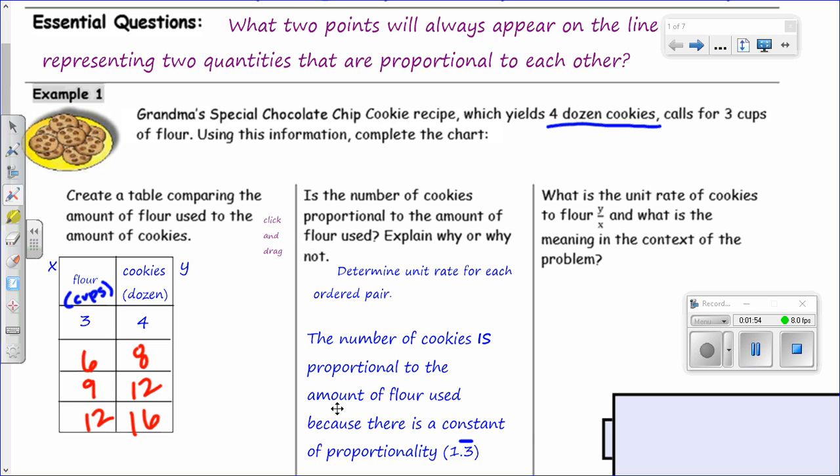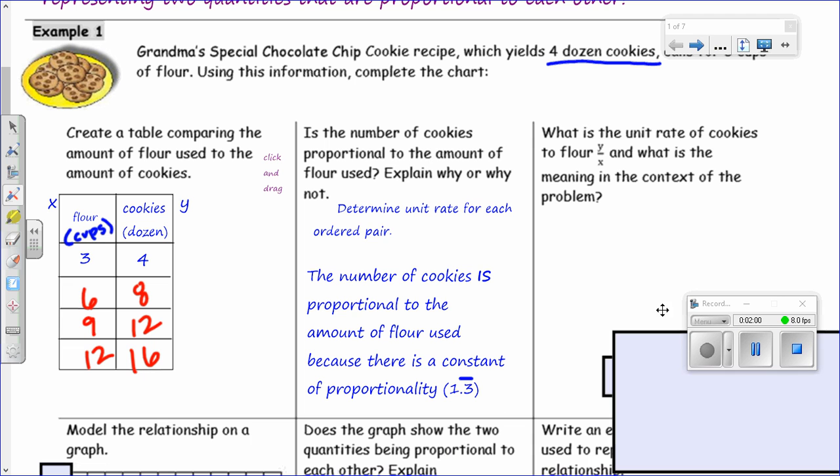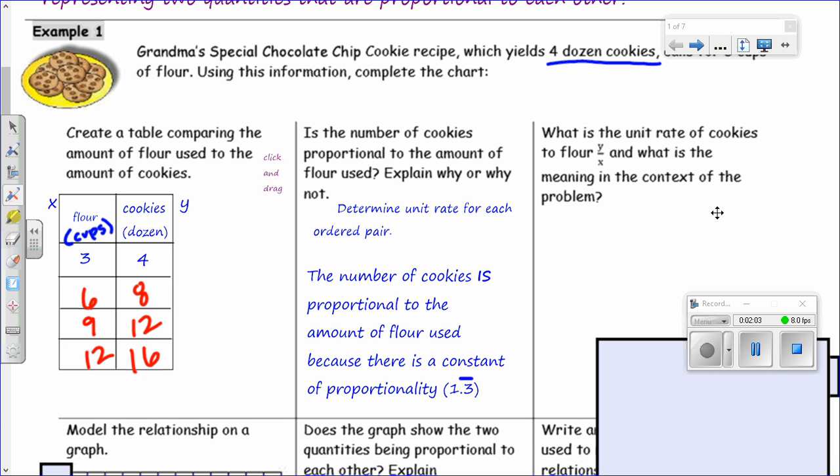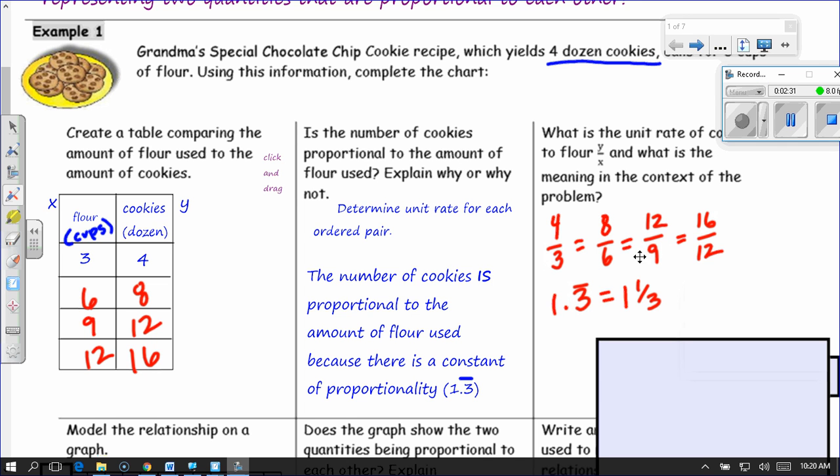The number of cookies is proportional to the amount of flour because there is a constant of proportionality. Now, when you see this 1.3 repeating, don't worry because we're actually going to do this here, y over x. So y over x would be 4/3 or 8 over 6 or 12 over 9. But each one of those things equals 1.3 repeating or 1 1/3. So 1.3 repeating, or as a mixed number, 1 1/3. That one makes sense with cooking because if you are cooking, you can make 1 1/3 dozens for each cup of flour.